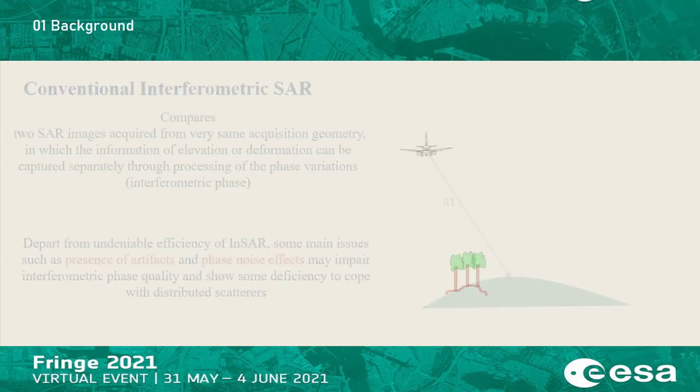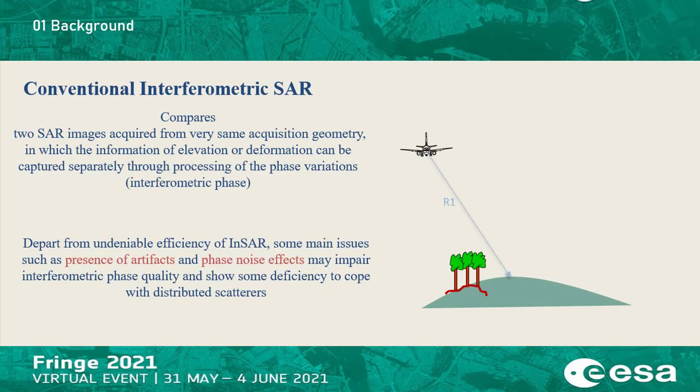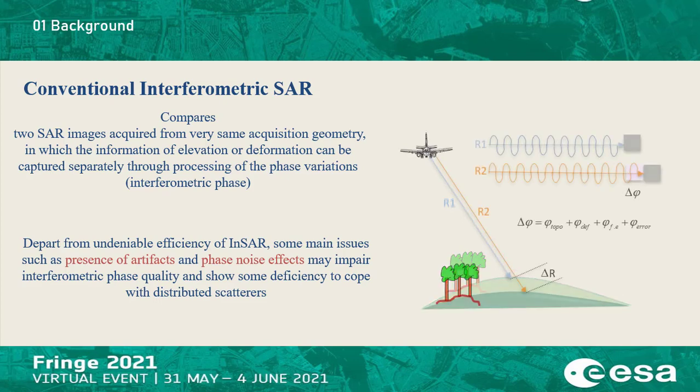So at first I will start with some words about the background of my study. The conventional InSAR technique compares two SAR images acquired from the very same acquisition geometry, in which the information of elevation or deformation can be captured separately through processing of the phase variations. Because the wavelengths of SAR sensors are about a few centimeters, it is very sensitive to even very small displacements. The basic idea is that we have two acquisitions and we can detect and compare different range measurements at different times, and by utilizing phase variations we can estimate the parameters.